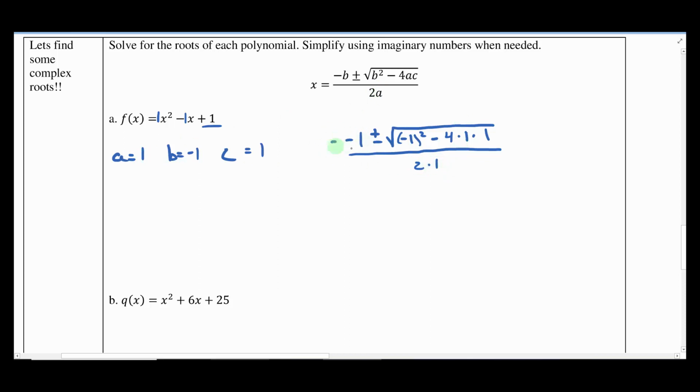So I always like to start out here out front. So we got the negative 1, that's a positive 1, plus or minus, and then I go into the square root. Well, negative 1 squared is positive 1. And then we have minus 4 times 1 times 1. Well, 4 times 1 times 1 is just 4. So 1 minus 4. All over, and then 2 times 1 is 2.